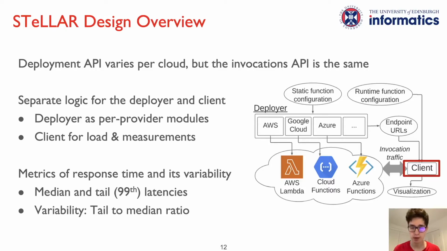response time. In our experiments, we studied the distribution of the collected response times and measured the median and tail latencies in particular, where the tail is the 99th percentile. As a metric of variability, we use the tail latency to median latency ratio, or tail-to-median ratio. So now, let us discuss the evaluation methodology in detail.